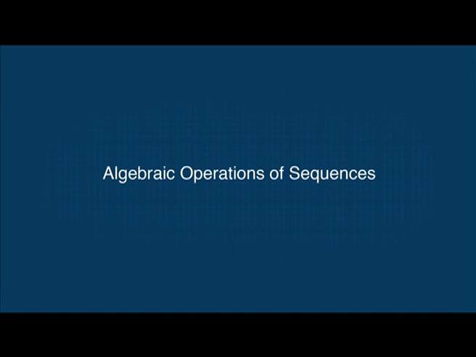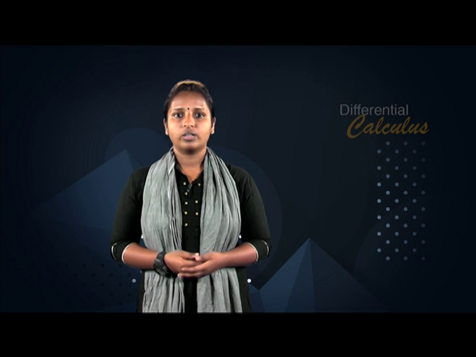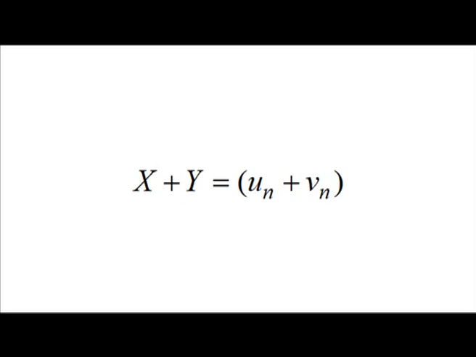Algebraic operations of sequences. We have seen that algebraic operations of functions are defined pointwise. Since sequences are functions with domain as the set of positive integers, it is natural to define algebraic operations of sequences termwise. More precisely, if x equal to sequence un and y equal to sequence vn are sequences of real numbers, the sum of x and y is defined to be the sequence x plus y equal to sequence un plus vn.